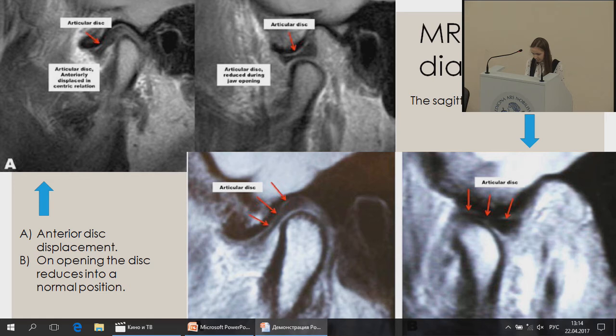MRI, or magnetic resonance imaging, is used for the indirect visualization of TMJ structures. It is better than computerized tomography, because information about soft tissues can be obtained. And as you can see in the picture, two images can be made, when the mouth is opened and when the mouth is closed. On the lower pictures you can see the normal situation, and on the upper pictures you can see anterior disc displacement with reduction when the mouth is closed.